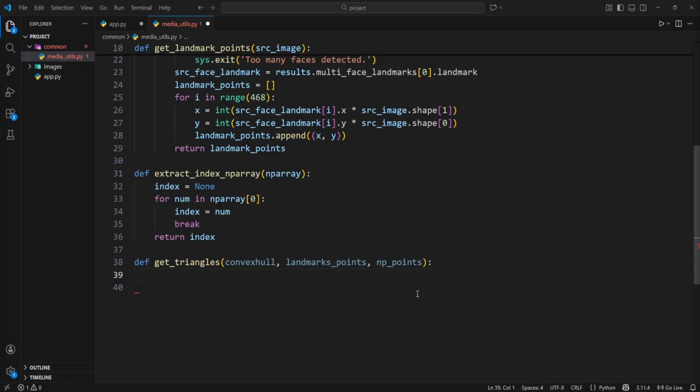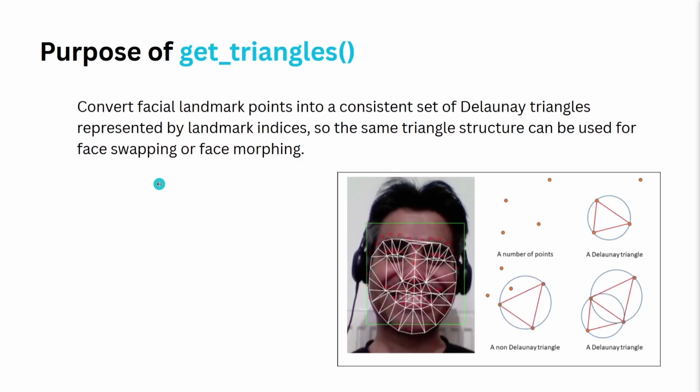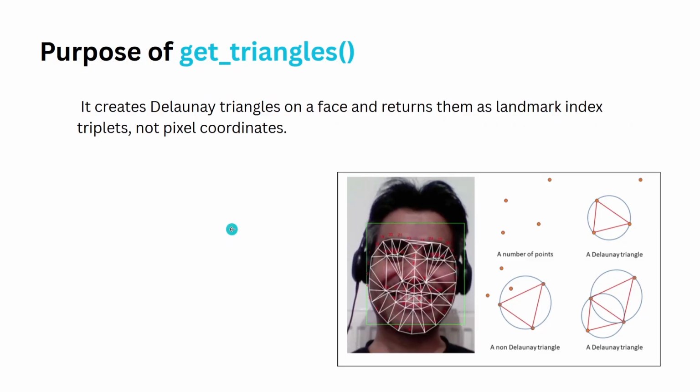Now let me explain what is Delaunay triangulation and what is the exact usage of this function. Let me explain the purpose of the getTriangles function. The purpose of the getTriangles function is to convert facial landmark points into a consistent set of Delaunay triangles represented by landmark indices, so the same triangle structure can be used for face swapping or face morphing. In one sentence, it creates Delaunay triangles on a face and returns them as landmark index triplets, not pixel coordinates.